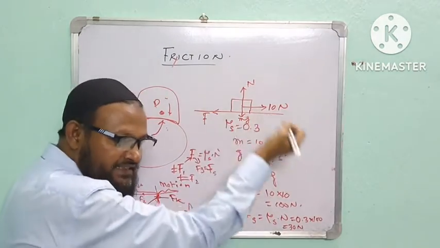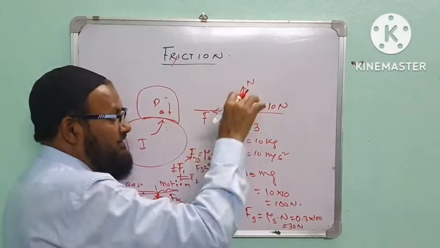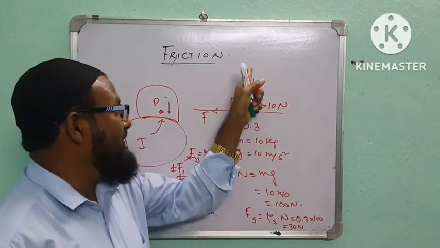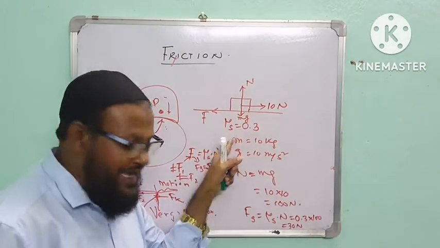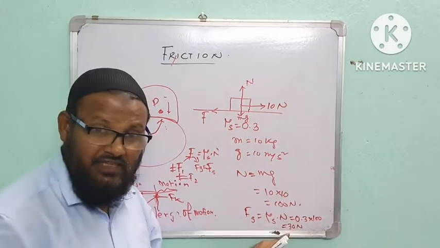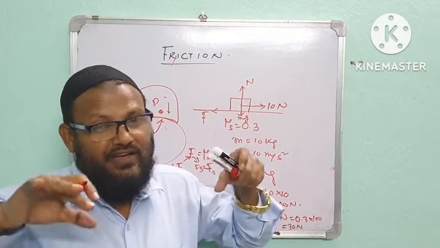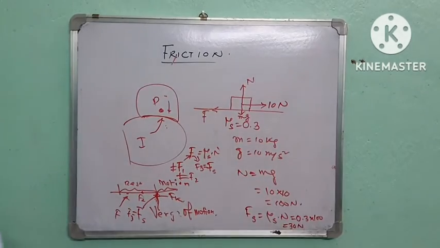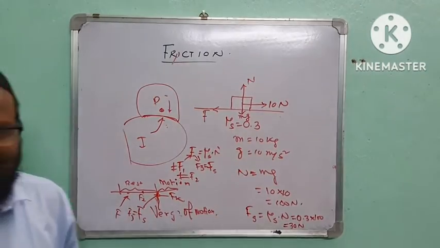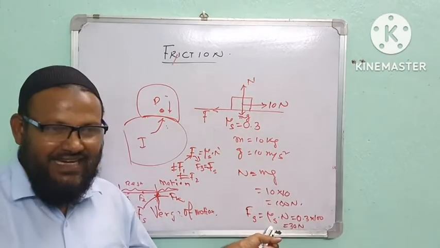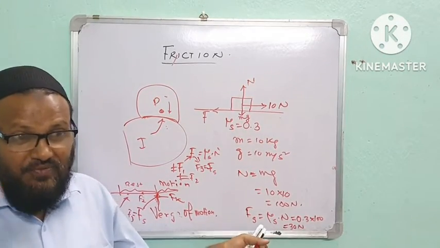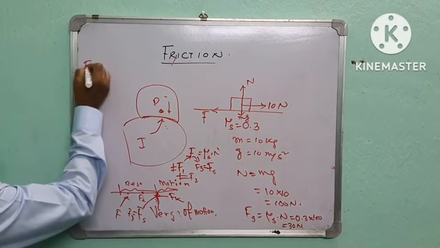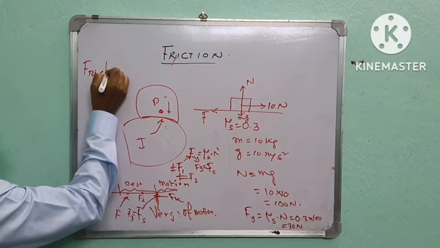This is F1, similarly this. First thing, tell me: 10 Newton and N balance this. What is the value of Fs? 30. In this condition, will the body move or remain at rest? Body will be at rest or body will be in motion? No. Why? This Fs, this friction force has a name. What is the name? Frictional force.